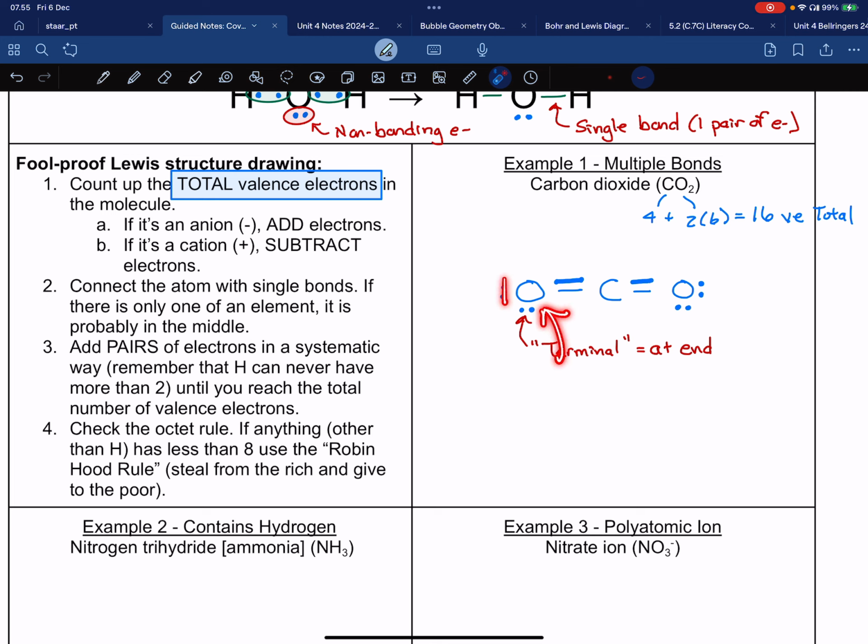Now, does everything have 8? 2, 4, 6, 8. Great. What about carbon? 2, 4, 6, 8. Also great. Oxygen? 2, 4, 6, 8. Great. Now, do I have the right total number? 16, right? 2, 4, 6, 8, 10, 12, 14, 16. 16 valence electrons. This is a good structure.